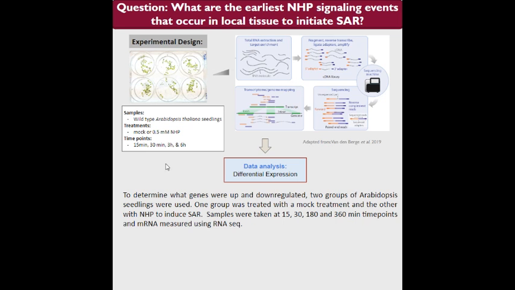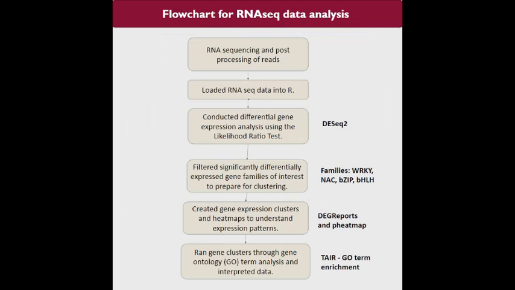The wet lab portion of this experiment was done by my graduate mentor, Jessica Fourette. Essentially, she took Arabidopsis thaliana seedlings and treated one group with a mock treatment and the other with an NHP treatment. After this, RNA sequencing was used to measure the levels of RNA in the seedlings at the 15, 30, 180, and 360 minute time points. After this, we did a computational analysis to determine which transcription factor families were up and down regulated. This is where I come in.